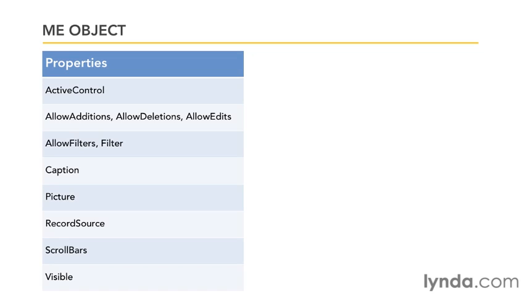The Me object refers to either forms or reports, and there are a variety of properties that you can use, such as identifying the active control and also indicating whether you want to allow users to be able to manipulate the form or report data. You can also control filters, the caption, the picture that appears in the background, and also identify the record source that provides values for that form or report. And as with controlling the caption and the picture, you can decide which, if any, scroll bars to display and whether to make the form or report visible or invisible.